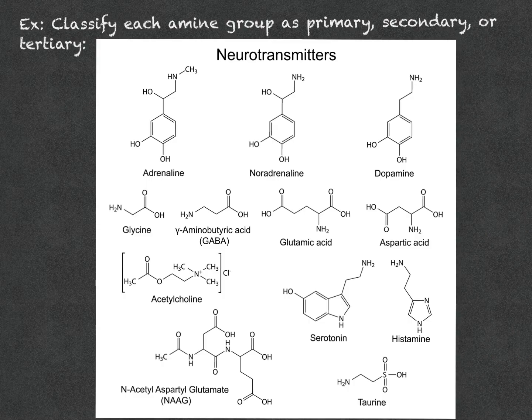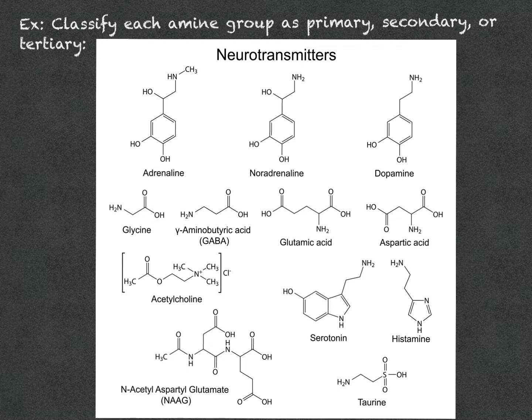Here are some examples of molecules that are recognized as common neurotransmitters, such as dopamine, adrenaline, which results in the fight or flight response, glycine, GABA, serotonin, histamine, which results in allergic reactions, hence why antihistamines are molecules that relieve allergic reaction symptoms, and a variety of others. In each of these, we are going to classify the amine as primary, secondary, or tertiary. We first need to be able to recognize that amine functional group, so we're going to go ahead and circle the amine group in each of these molecules and classify it.